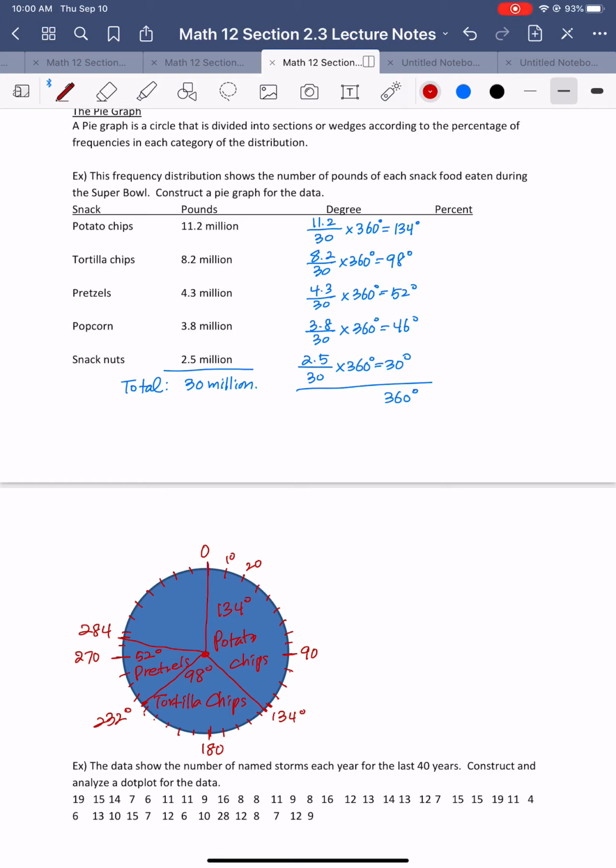And then from 284, now I'm adding the 46. Adding 46, I have 330. So 330 is about here. Oh, sorry. It's about here. Which should give us the 46 degrees, which is the popcorn. And then we have the one remaining sector, which is going to be the 30 degrees. That means the snack nuts. Okay, so that's how I do it for the degrees.